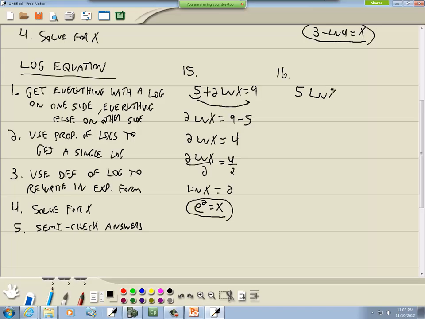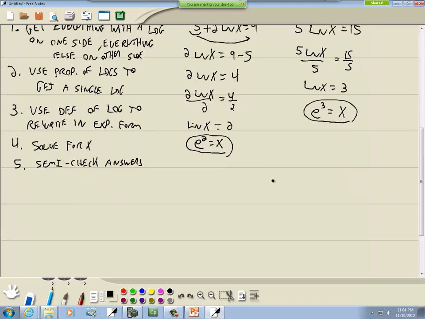This is another one where we can use some simple algebra to get the log by itself. I'm not sure why I worked 2 of these. I want to get a single log. So I divide both sides by 5. And we get natural log of x is equal to 3. Again, take our base, which is e, to a power of the other side, equals what follows our log. And that doesn't give us log of 0 or log of a negative number, so we're fine.